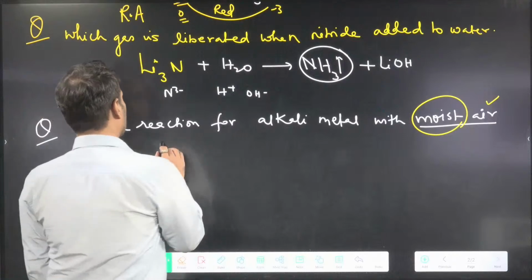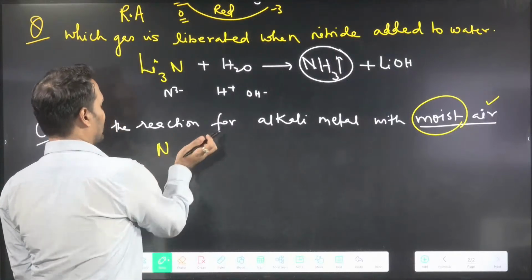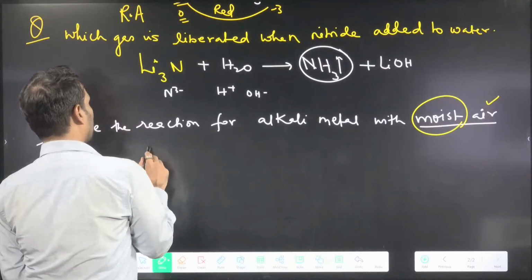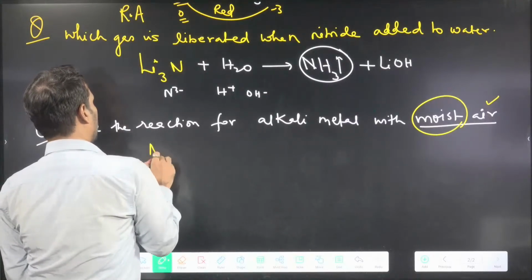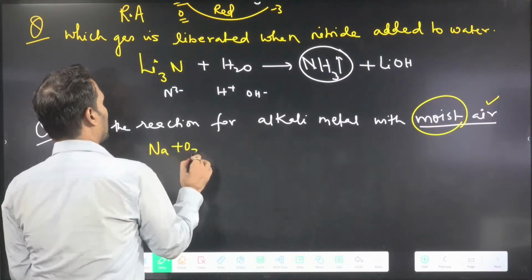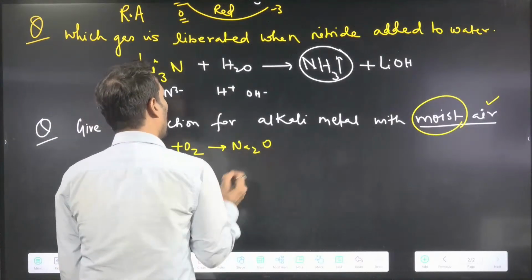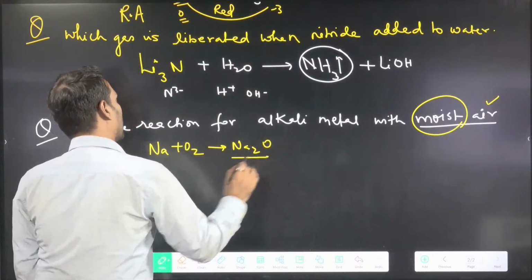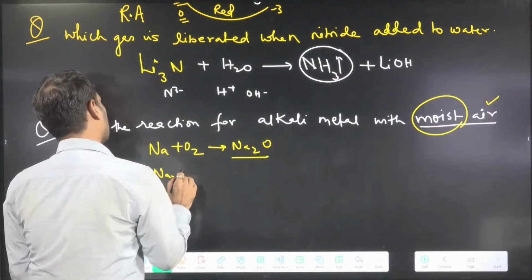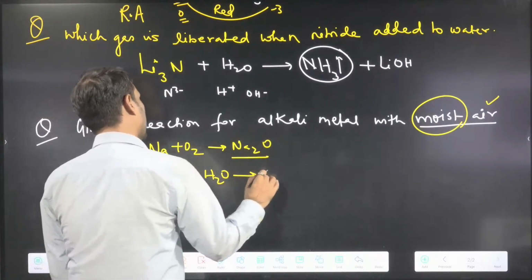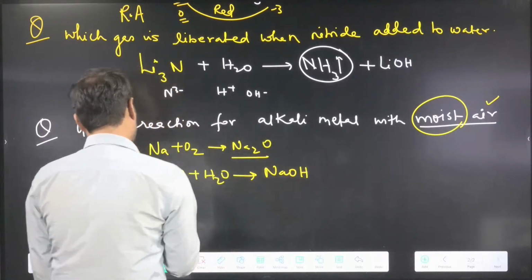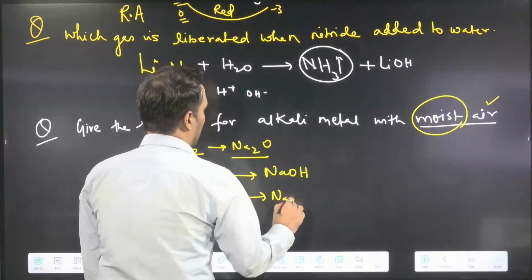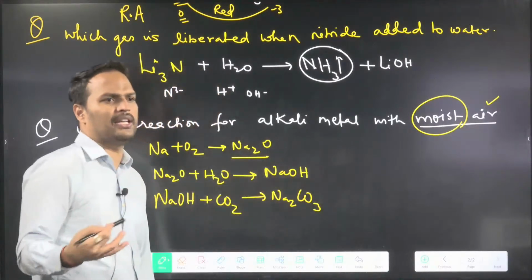What reaction will happen? Suppose you are talking about sodium. Let's restrict the reaction. If you are talking about only sodium, you will say sodium reacts with oxygen and forms Na2O oxide. It can form superoxide, peroxide also, no problem, so I am taking only oxide. Then you put the oxide in water because you have taken moist air, so you will get NaOH. Air also has CO2, so you can also have Na2CO3. So many combinations are there.